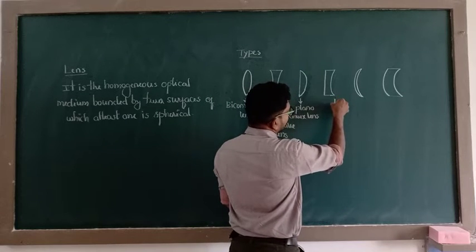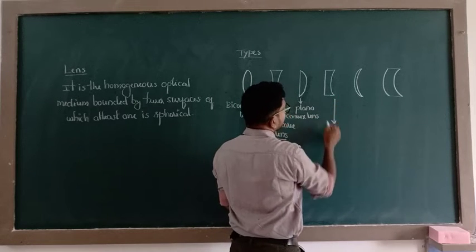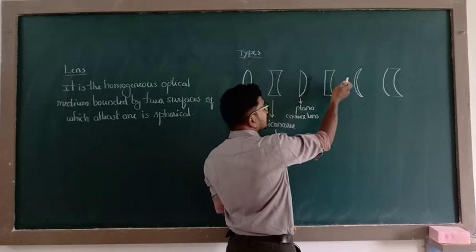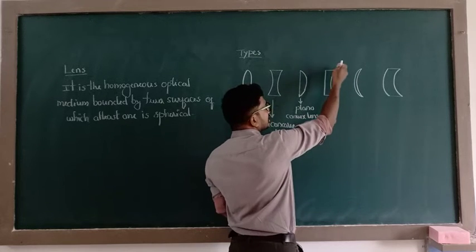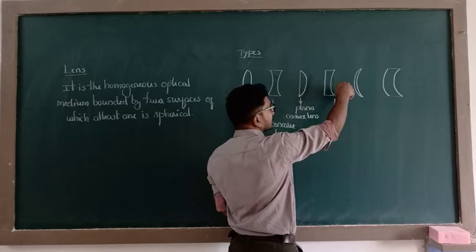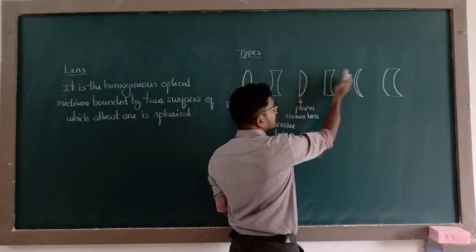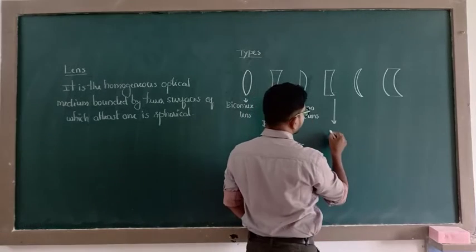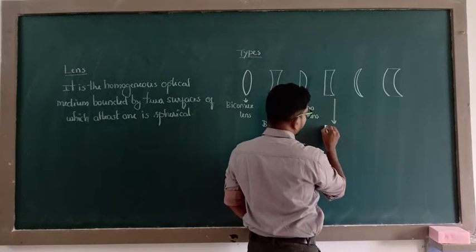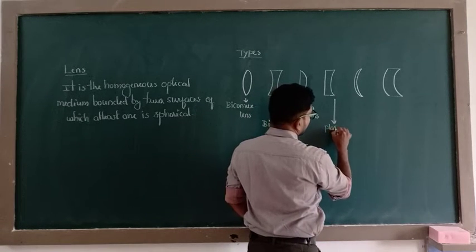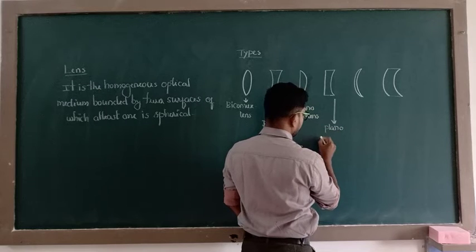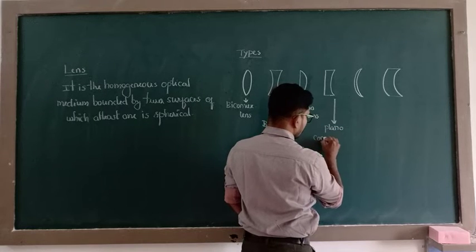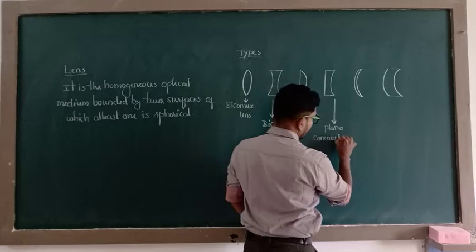And name of this combination. So one side is plane, another side is a spherical. So here concave shape of the spherical surface towards a rarer medium, and hence name of this combination is plano concave lens.